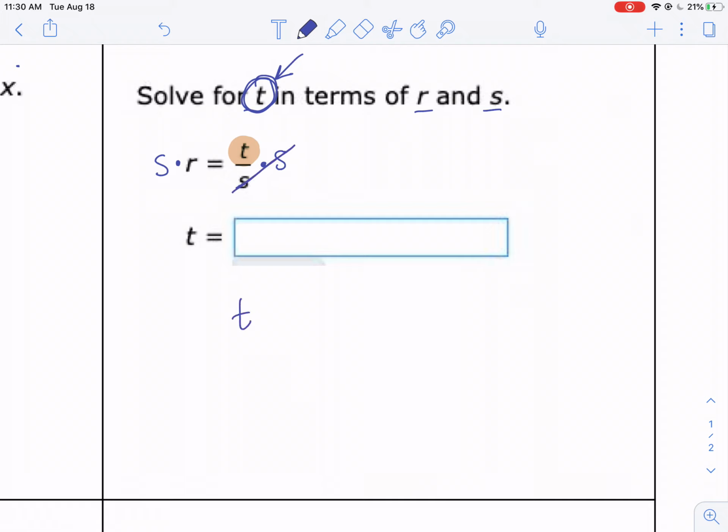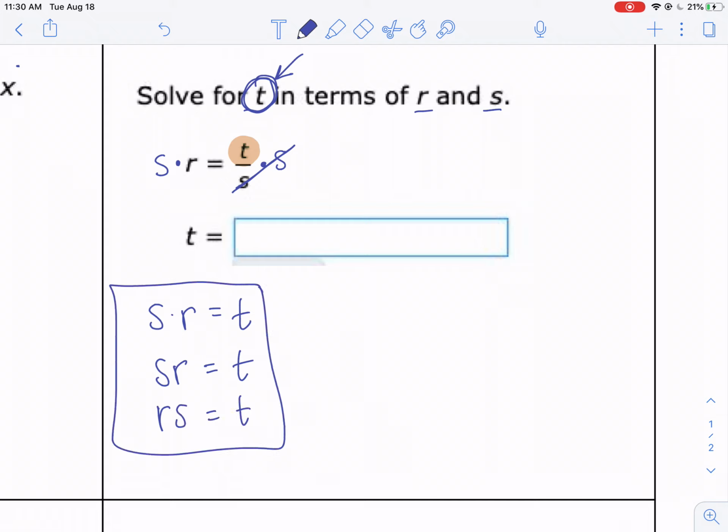So I have T equals S times R. Another way to write that would just be to write SR equals T, and we can reverse them if we want. So we could write RS equals T. So any of these options would be good to write in that box, right? I could write any of them. IXL will say all of them are correct. Cool.